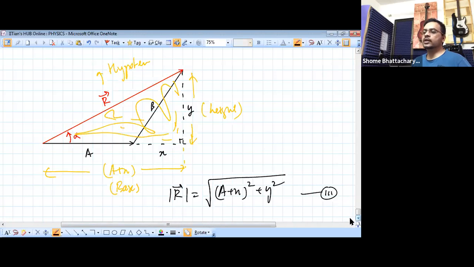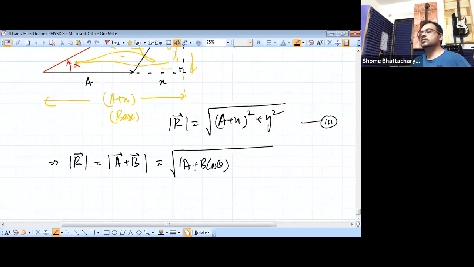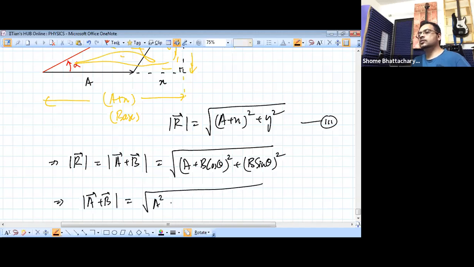Now go back to equations 1 and 2 and substitute the values. The magnitude of the resultant, which you can also call the magnitude of a plus b. From equations 1 and 2, x was b cos theta, and y was b sin theta. So substitute this, and then you just apply normal principles of algebra. So a square plus b square plus 2ab cos theta plus b square sin square theta.